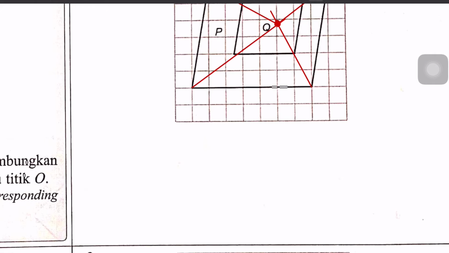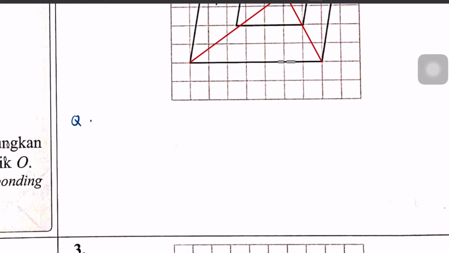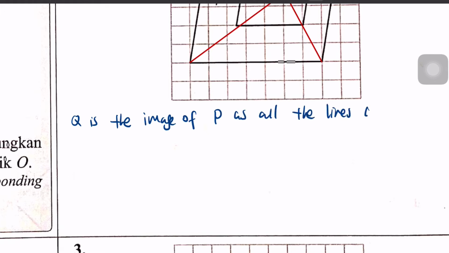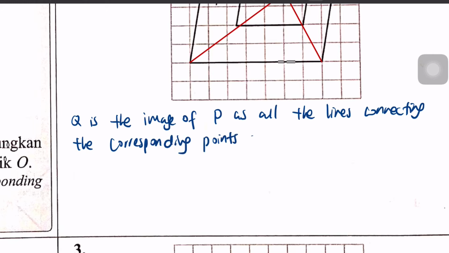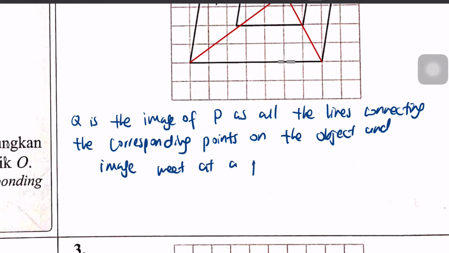So what can we conclude? Q is the image of P as all the lines connecting the corresponding points on the object and image meet at a point. For example, I label it as O.